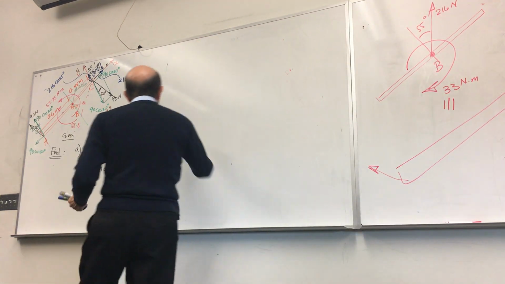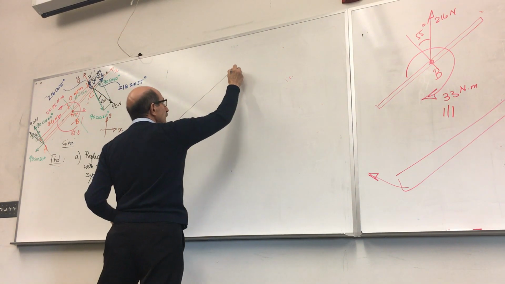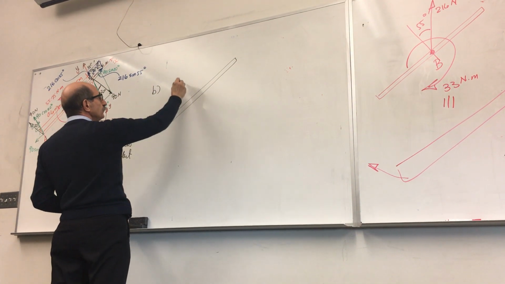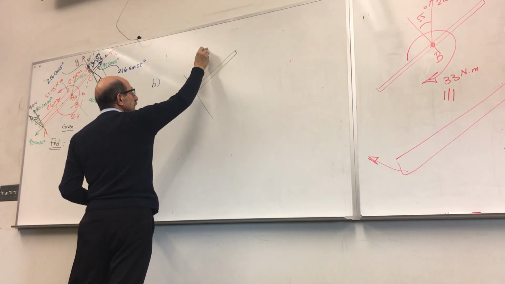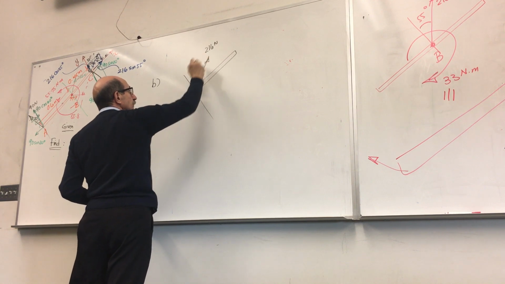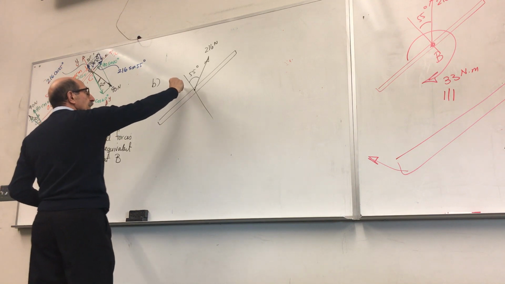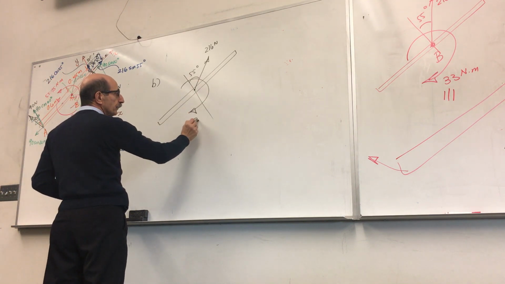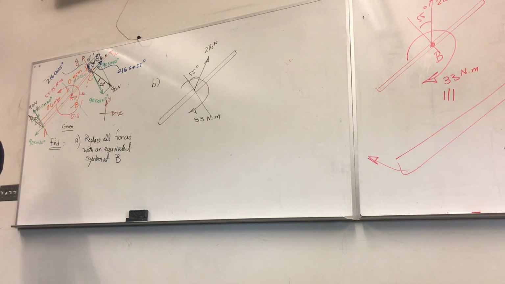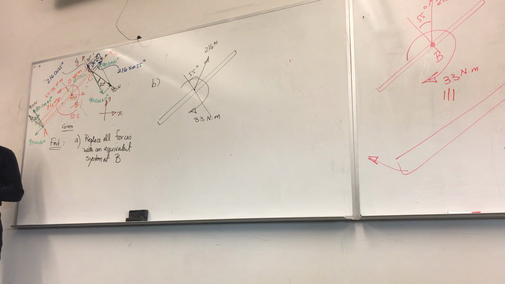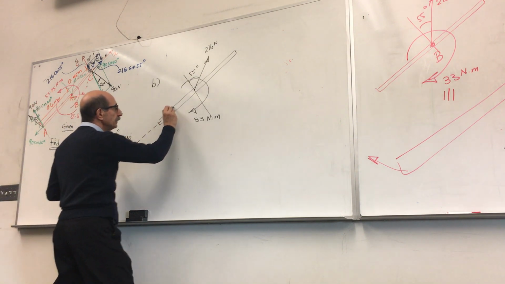So now we have this problem. This is part B, and this is what the problem is asking you. We have a force of 216 Newton acting at 55 degrees here, and we have a couple of 33 Newton meter. So the problem is asking, can you find a point along this line?